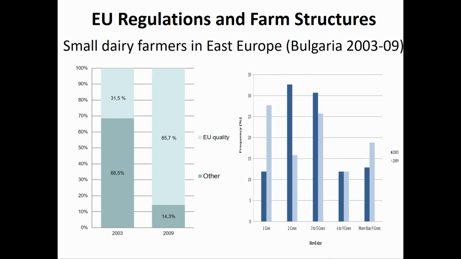This is data from Eastern Europe, where the farmers there are being confronted with these EU regulations at the time of accession. So it's panel data, we surveyed a couple of hundred dairy farmers, very small dairy farmers in Bulgaria in 2003. We went back in 2009. And 6 years later, 1/3 of the farmers had quit, okay?